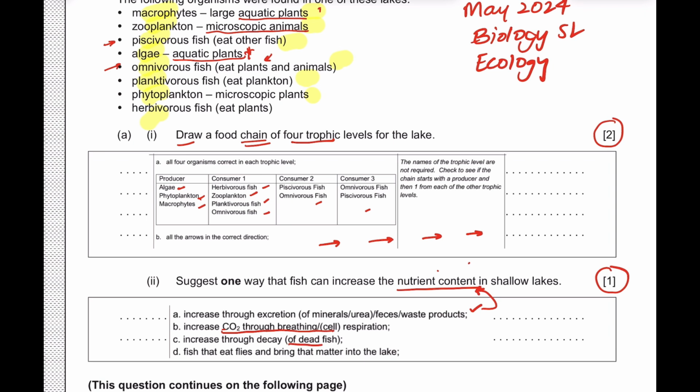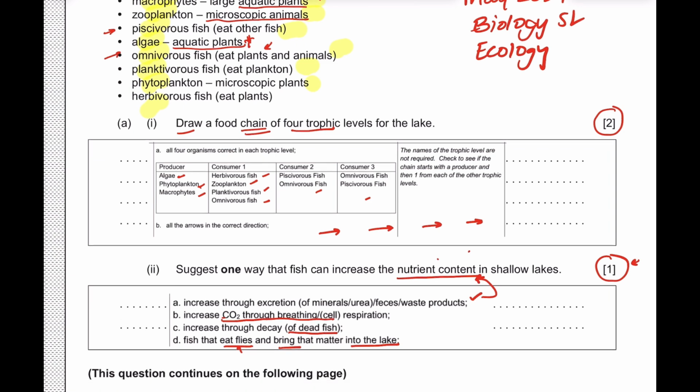The dead and decaying fish definitely will break down into the nutrients, and the fish that eat flies bring matter into the lake. So when they eat flies, they work by breaking down the nutrients and adding to the lake. So any 1 of these points will give you a mark.